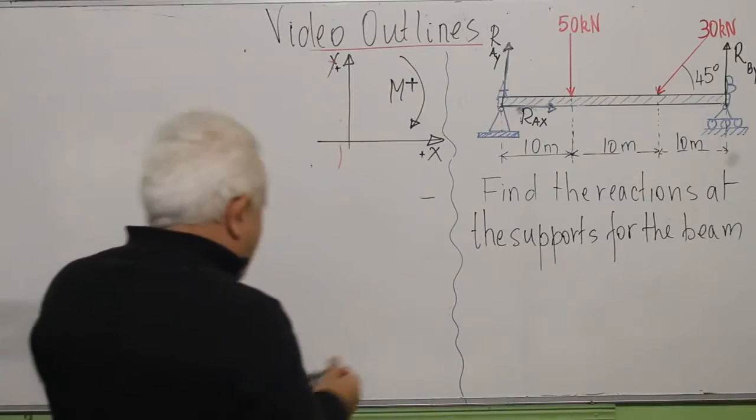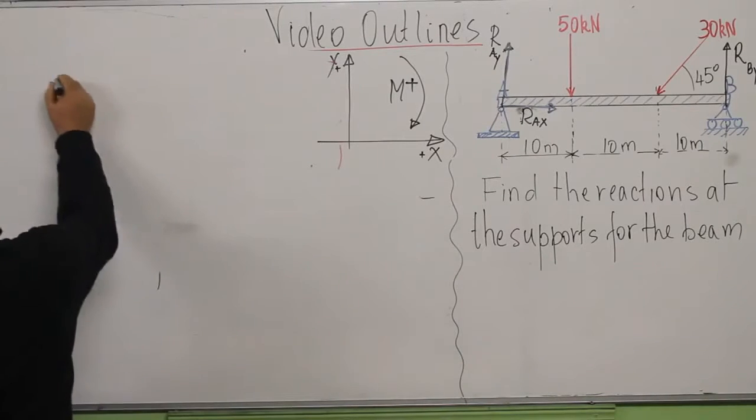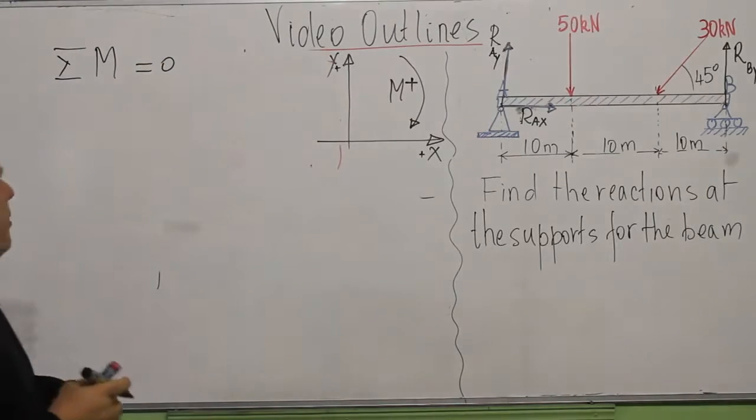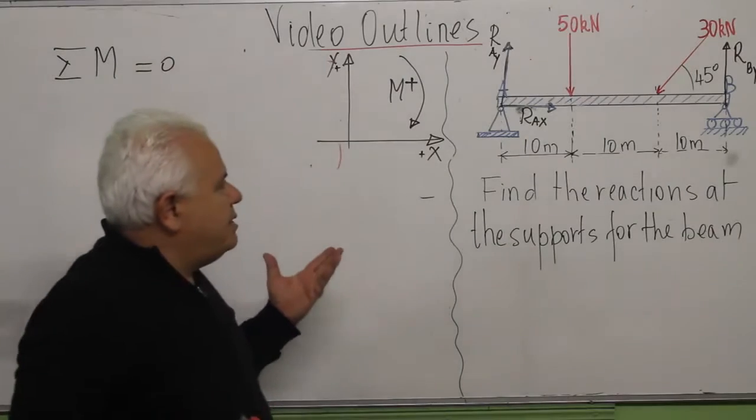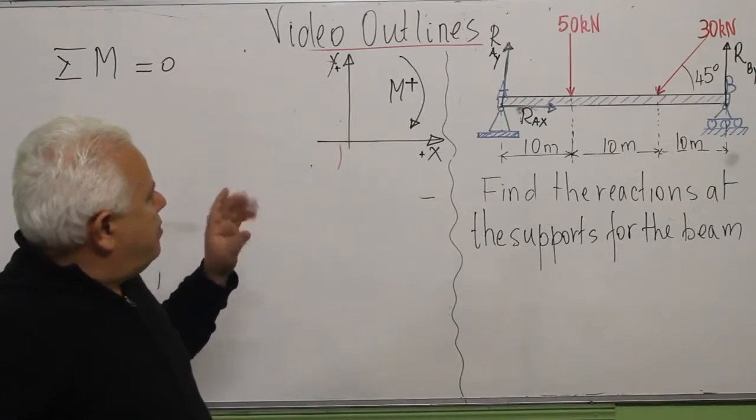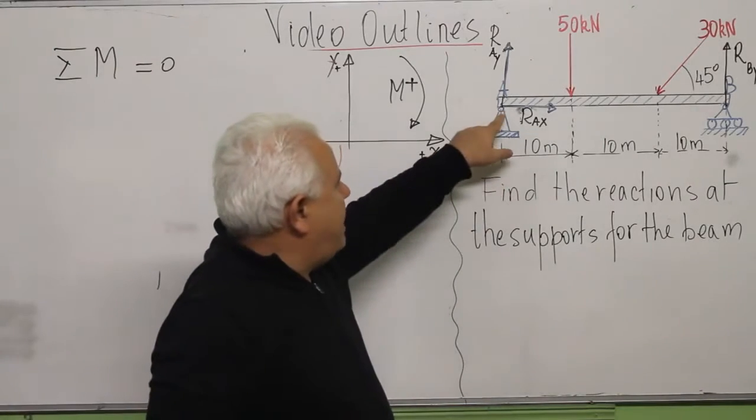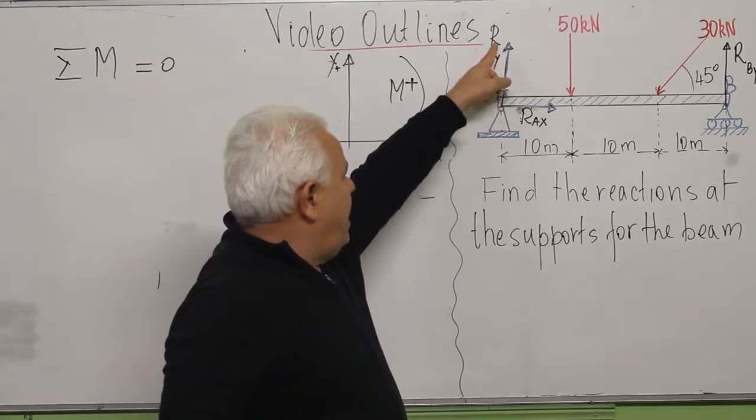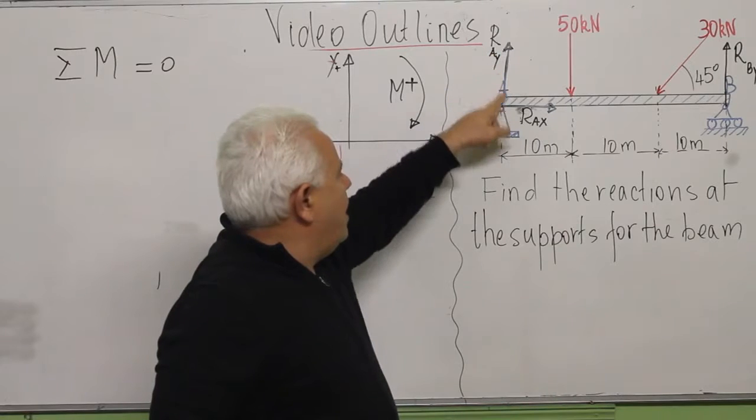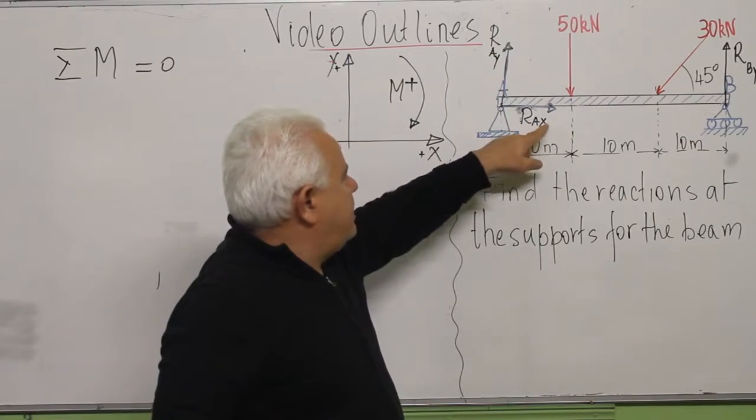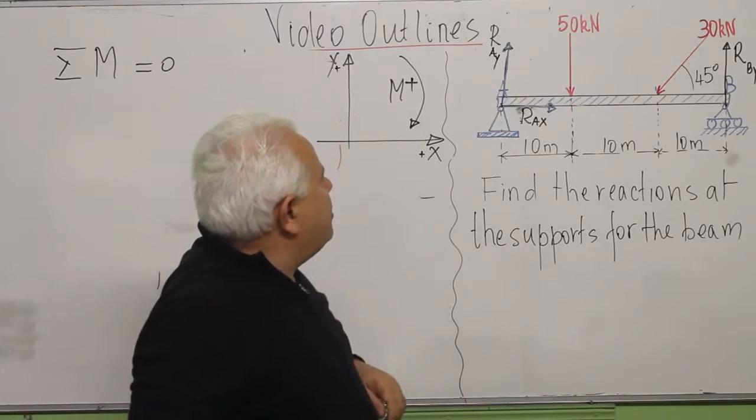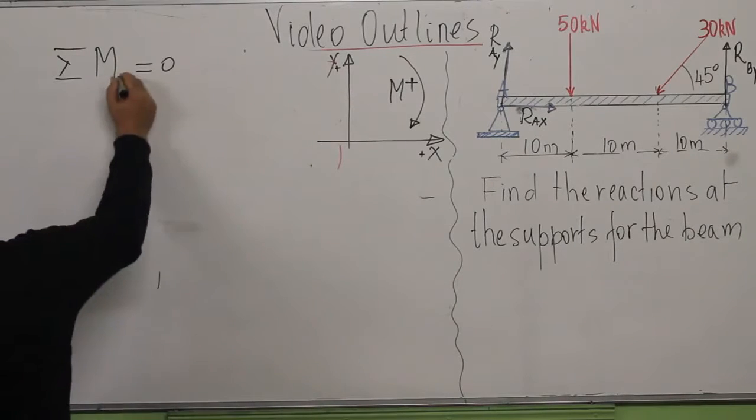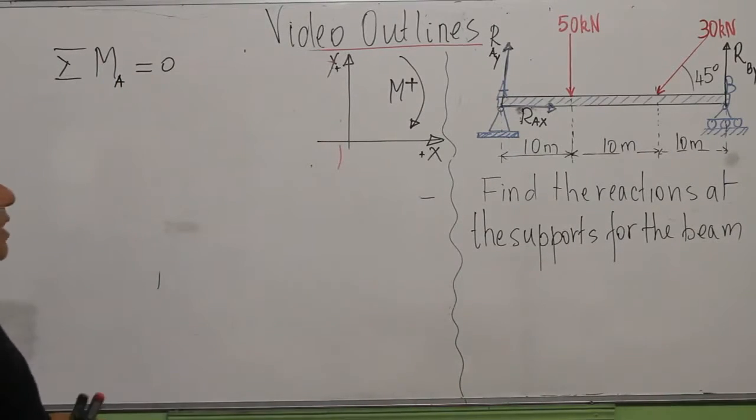So what I will do, I will start by writing sigma of the moment equals 0. But where I have to choose my moment, the best point to choose the moment here is A. Why? Because when I pick A, I will eliminate the moments of R_AY and R_AX, because they will have no distance from the point A. So I will write sigma of the moment at A equals 0.